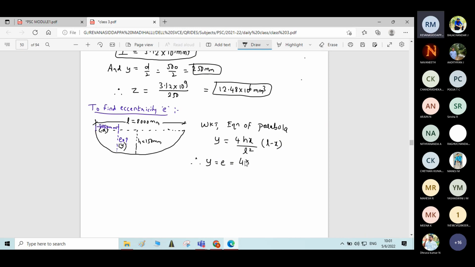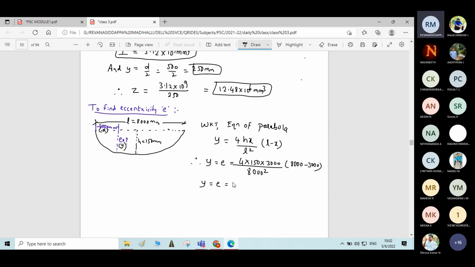4 into h, which is nothing but the eccentricity at the center or depth of the cable at the center of its span. How much is it? 150 mm. 150 into x, which is 3000, divided by L square, 8000 square, into L minus x, 8000 minus 3000. Okay. By this you will get the eccentricity at 3 meter from the left support.